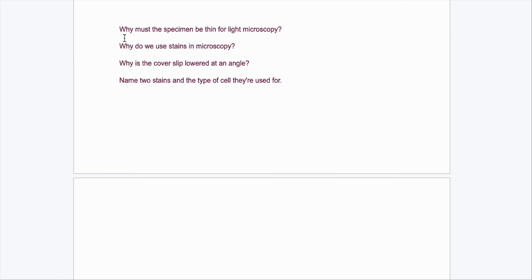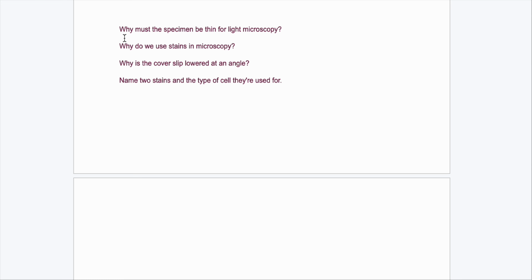Okay, so the first question is, why must the specimen be thin for light microscopy? So what is this question talking about? It's saying, why does the cell that we use, so a cheek cell, an onion cell, whatever cell we're going to put in to look at through the microscope, why does it have to be thin?